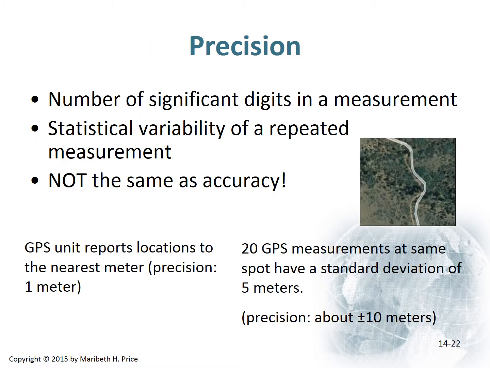Precision has to do with the number of significant digits in a measure. It's the statistical variability of a repeated measurement. It's not the same thing as accuracy. It's when you measure something and then you measure it again and again and again, and we assess precision by the variability in those repeated measures.